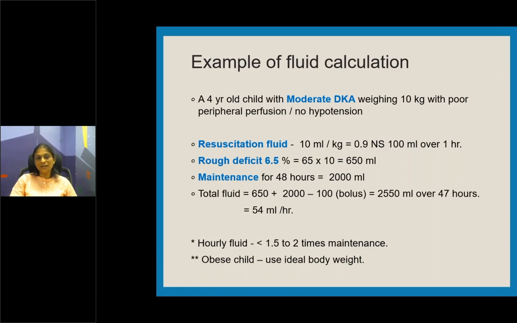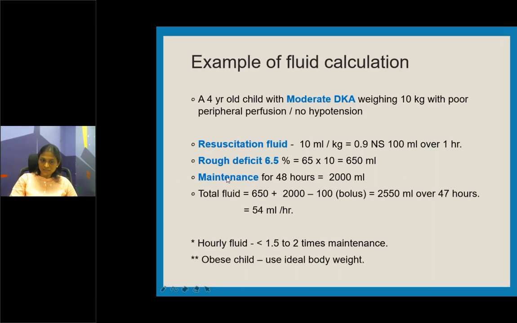Because this child did not have hypotension, this fluid has to be subtracted from the total fluid. So the total volume comes to around 2550, and this is replaced over 47 hours, because the 1 hour of resuscitation fluid has already gone. So we replace it over 47 hours, which comes to around 54 ml per hour. This hourly fluid is usually kept below 1.5 to 2 times maintenance. This gives a rough idea if our fluid calculation is correct.